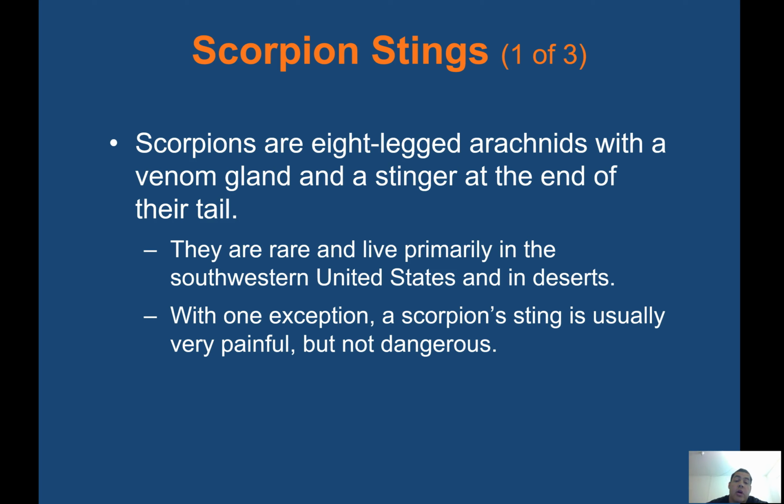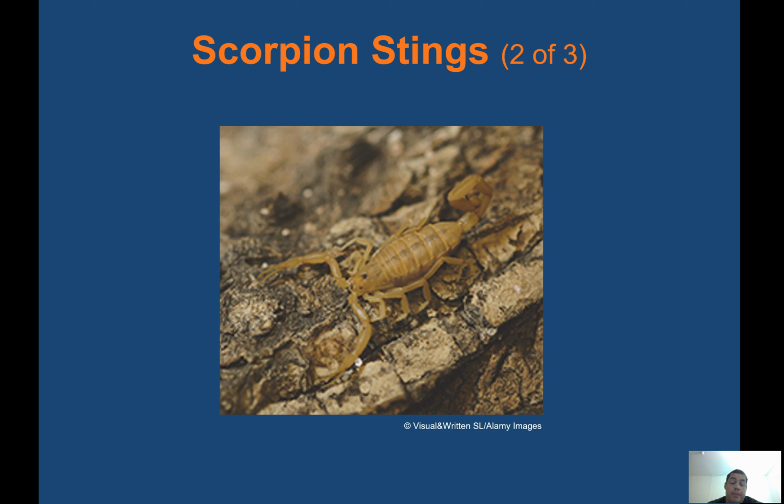Scorpion stings. Scorpions are eight-legged arachnids with a venom gland and a stinger at the end of their tail. They are rare and live primarily in the southwestern United States and in deserts. With one exception, a scorpion sting is usually very painful but not dangerous. I'm sure you have at least seen a picture of a scorpion.